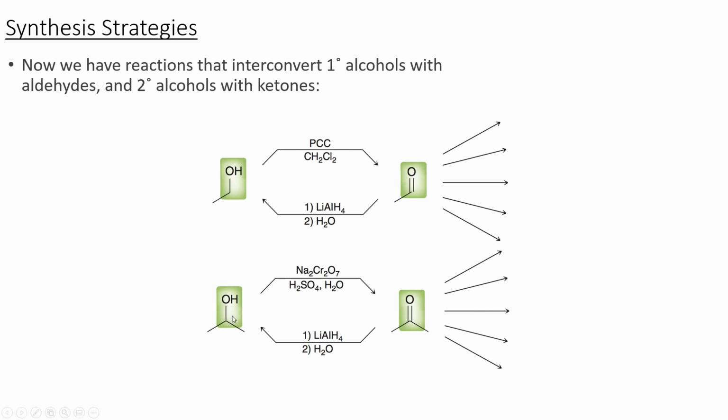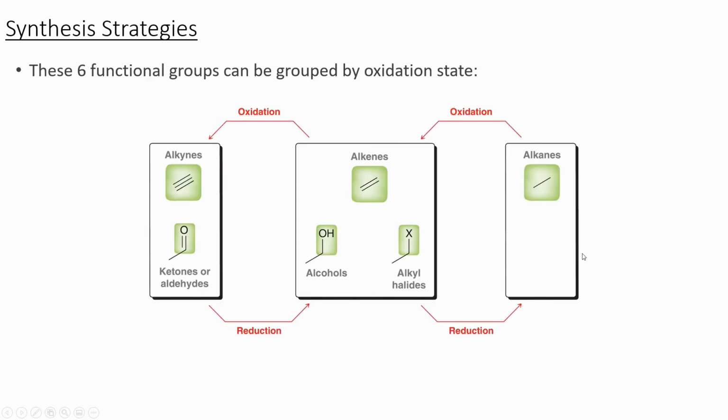We can take a secondary alcohol and convert it to a ketone, and we can reduce this ketone back down to a secondary alcohol. Now the ketone and aldehyde are carbon electrophiles. So we have a carbon with a partial positive charge on the carbonyl carbon, and those can undergo a variety of different chemistries.